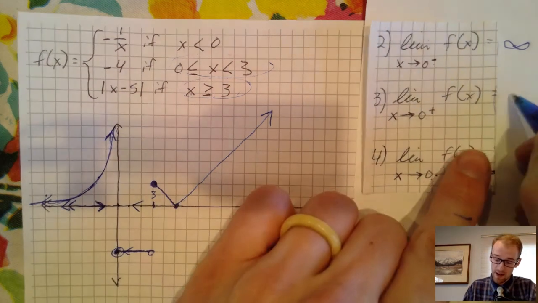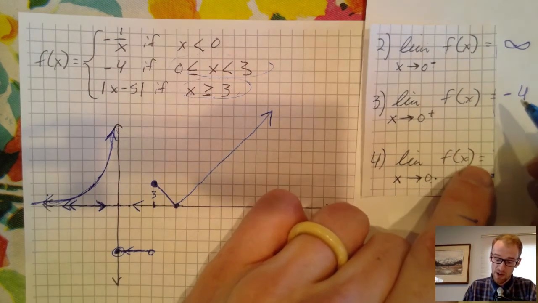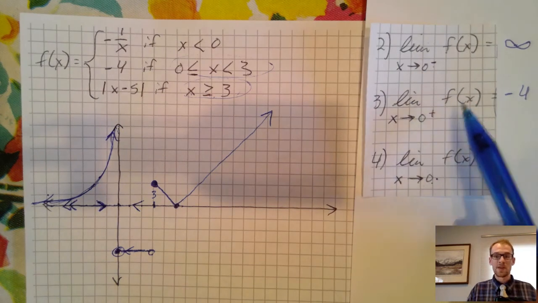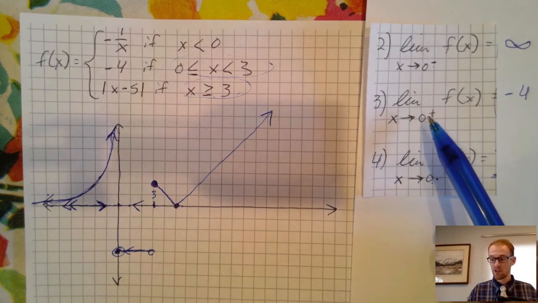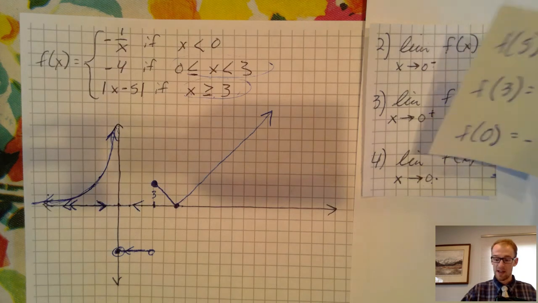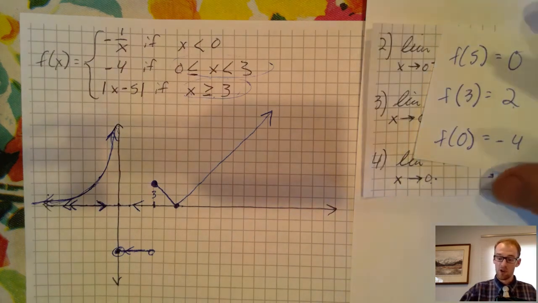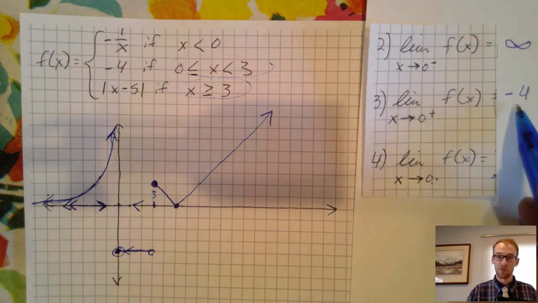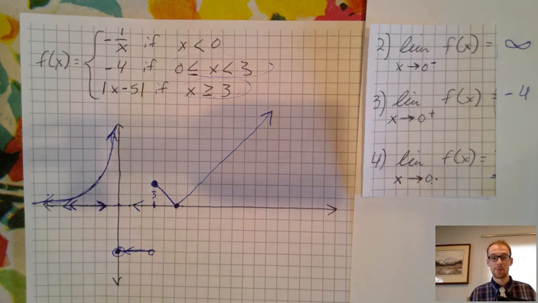Okay. Now that is actually one of those limits where the limit is the same as the function value at that point. Because a moment ago we just calculated that f of 0 is -4. Well, the limit from the right is also -4. Okay, just so happened that way.